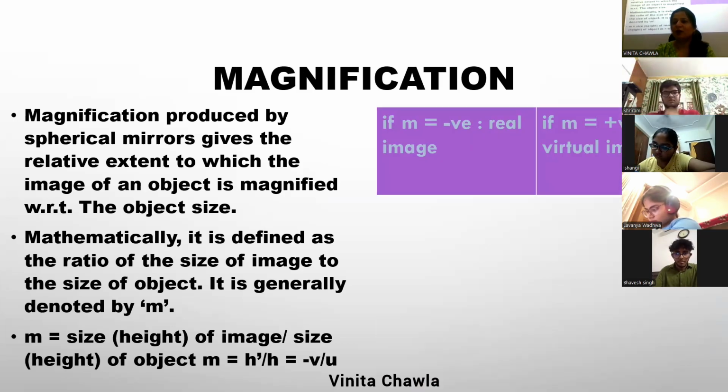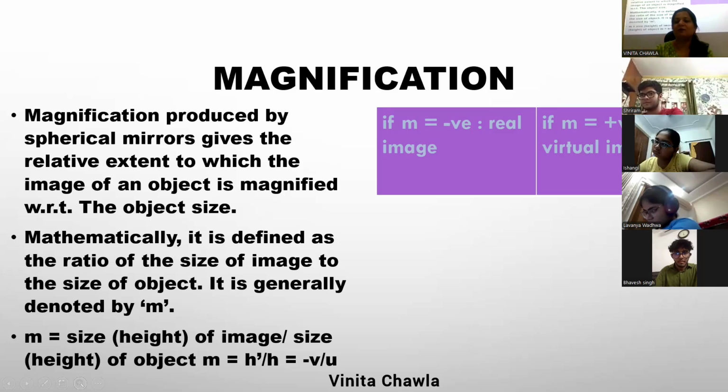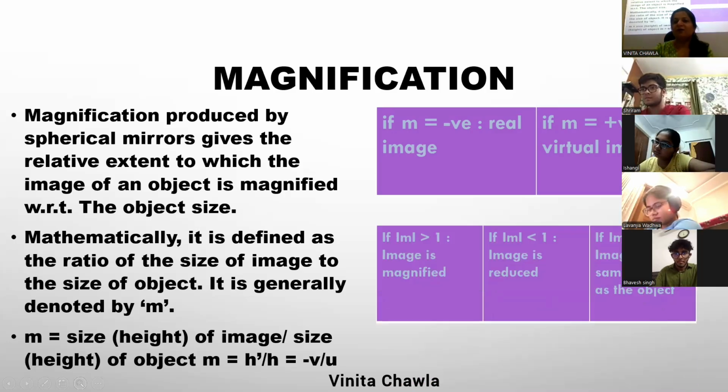ठीक है, तो ये आपका फॉर्मूला हो गया h dash by h और minus v by u. We take m as negative when the image formed is real. See, अगर real image है तो आपका h dash obvious है negative होगा. ठीक है, तो h dash negative है, h positive है, तो m has to be negative. And if both are positive, means image formed is virtual, then m is positive. Similarly, if we take modulus of m, we'll consider the number also. If modulus of m is greater than 1, then image is magnified. If it is less than 1, then image is reduced. And if magnification is equal to 1, then image is of same size as the object. Okay?